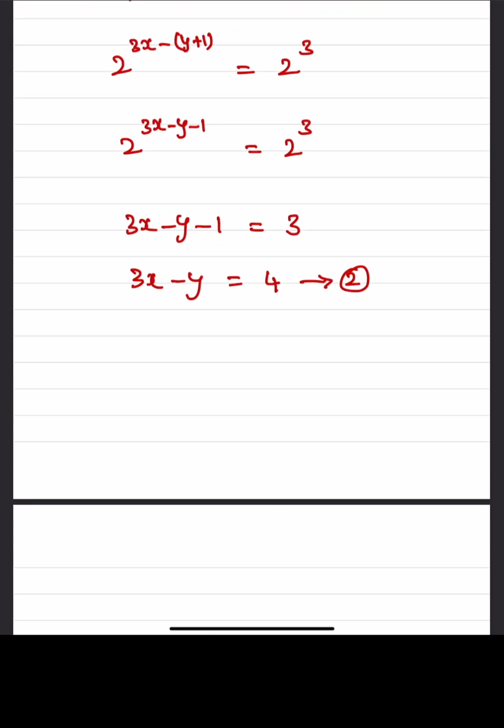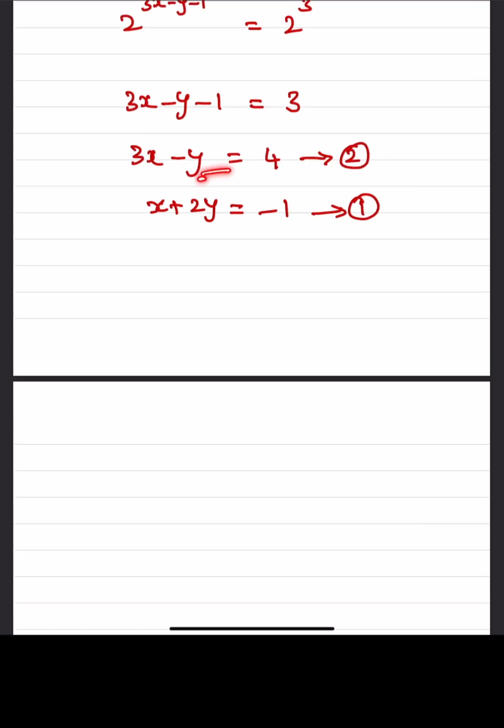So we will take the first equation, x plus 2y equal to minus 1. This is our first equation. We will take the second equation and multiply by 2. So when you multiply the whole equation by 2, it becomes 6x minus 2y equal to 8. So this becomes the third one.